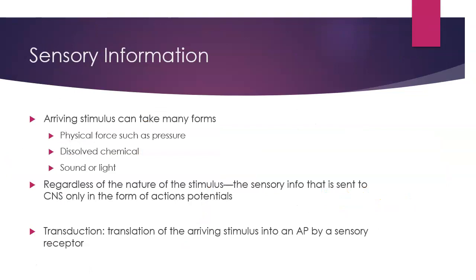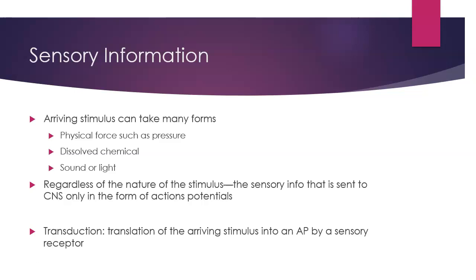So arriving sensory information. Incoming stimulus can take many forms. Sometimes it comes in because of physical force, such as pressure, like when I put my thumb on your skin. Sometimes the information is coming in as a dissolved chemical, right? If you have oxygen or pH, if that chemoreceptor is reading that information. It can also come in as sound or light.